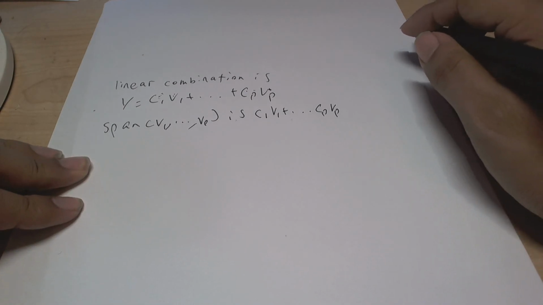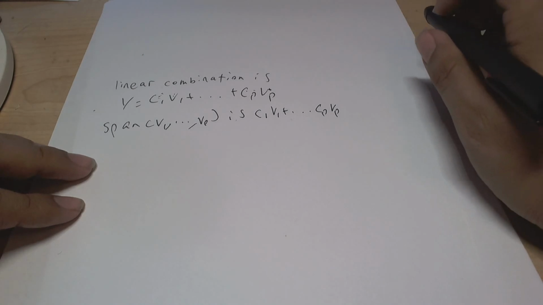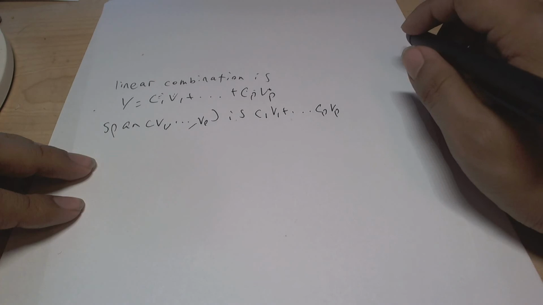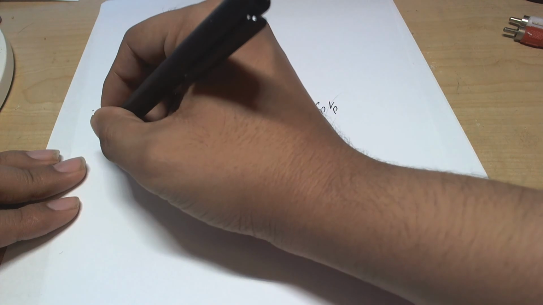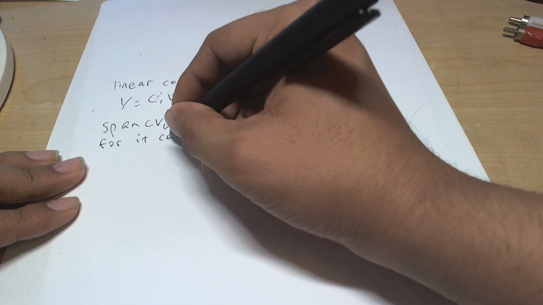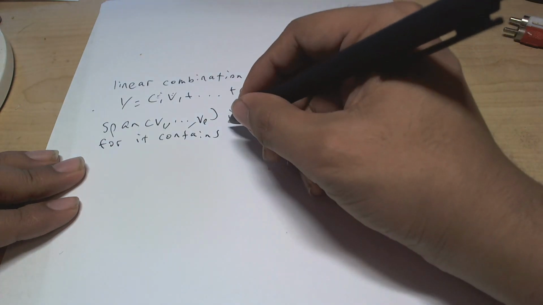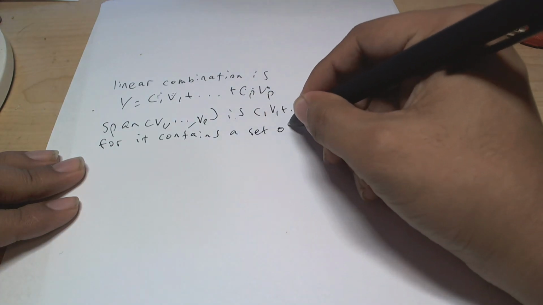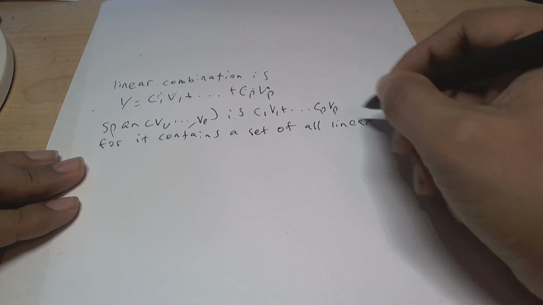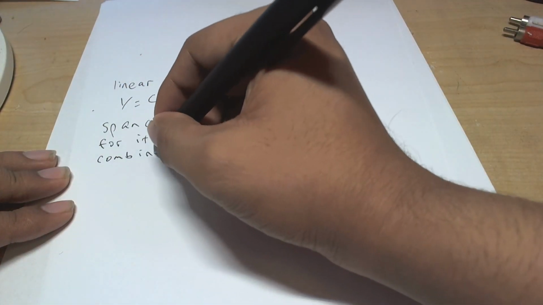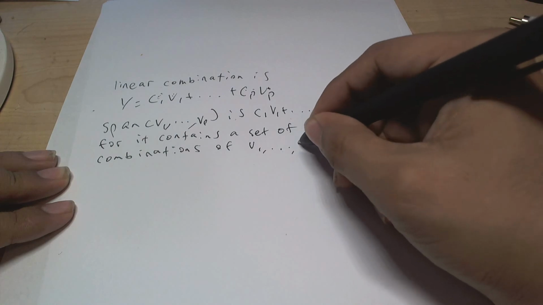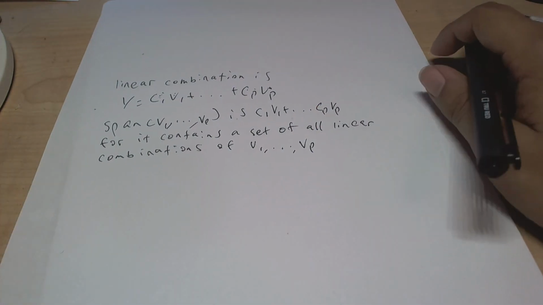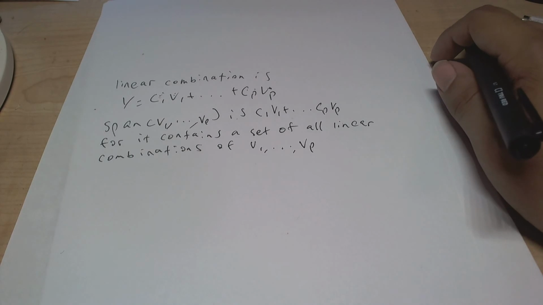And this is such that it contains the set of all linear combinations of v sub 1 all the way to v sub p. I'll write that out. Contains a set of all linear combinations of v sub 1 all the way to v sub p. By definition, it is also a subset of Rn.